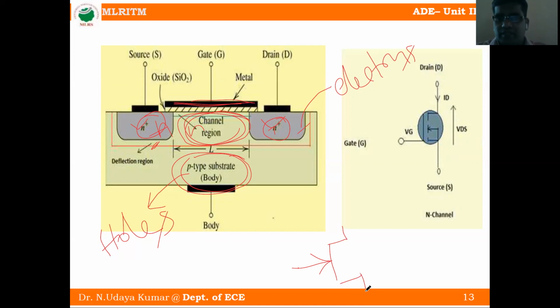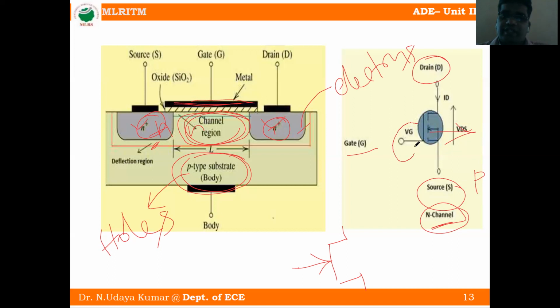So here this terminal is the gate terminal. This is the drain terminal. This is the source terminal. See, this conventional current direction is into the bar. Into the bar is nothing but an N channel. This is an N channel. If the arrow mark is out of the bar, it is a P channel. That is the main difference between N channel and P channel.